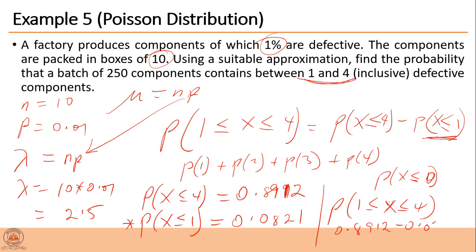Hence our answer is 0.8912 minus 0.0821. That will give us 0.809. So the probability that a batch of 250 components contains between 1 and 4 inclusive defective components is about 80.